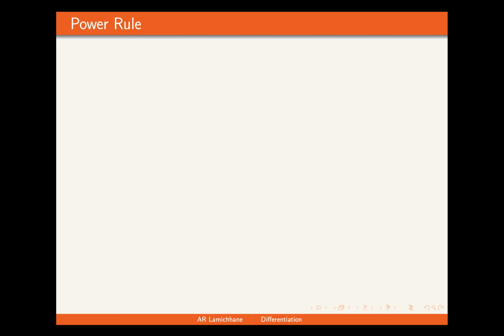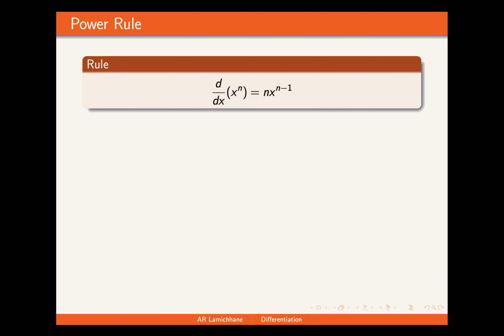What is the power rule? Let's assume we have a power function like this, x to the power n, where n can be any real number. Then if we need to find the derivative of such a power function, the derivative of x to the power n with respect to x is n times x to the power n minus 1.